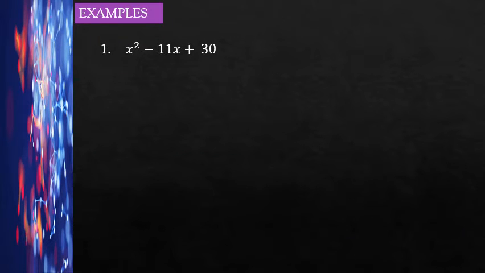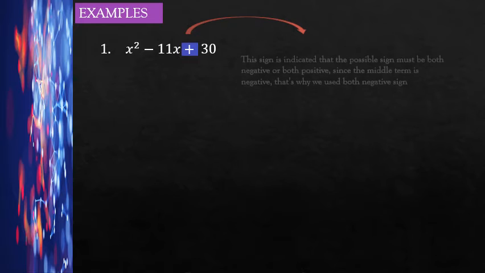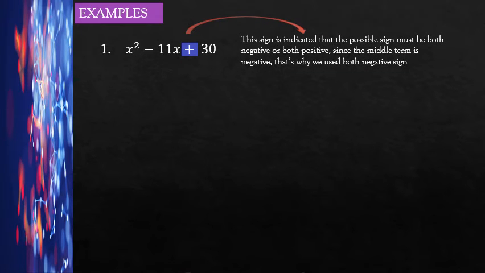Examples. We have 1 x squared negative 11x plus 30. So this sign is included, but the sign must be negative. Why? Because the middle term is also a negative sign. So for this one, when we multiply like signs, or same signs, you have to use the negative sign here for both when we factor to get the middle term negative.